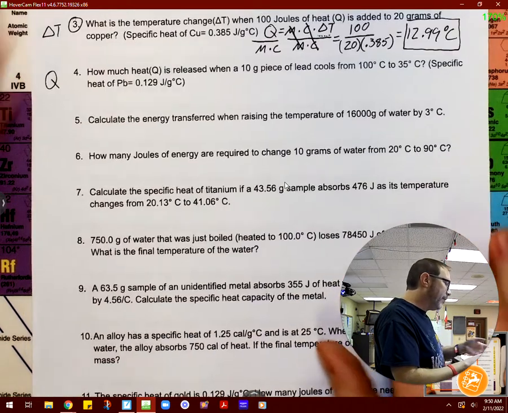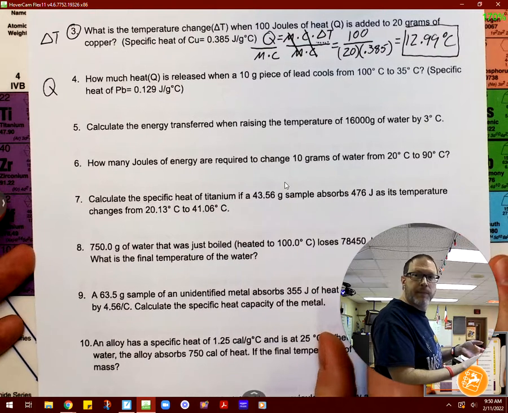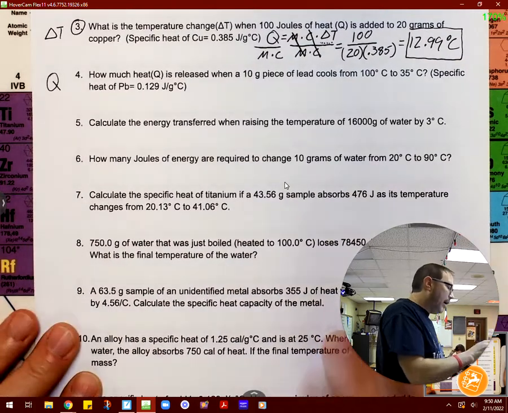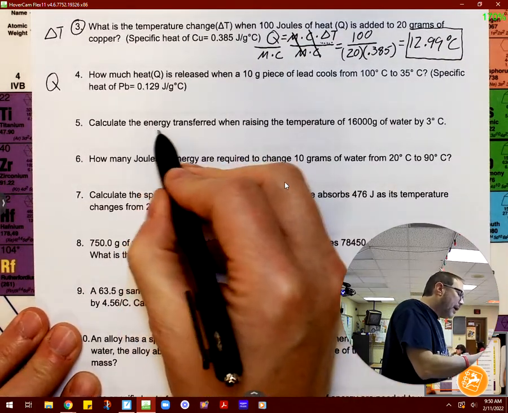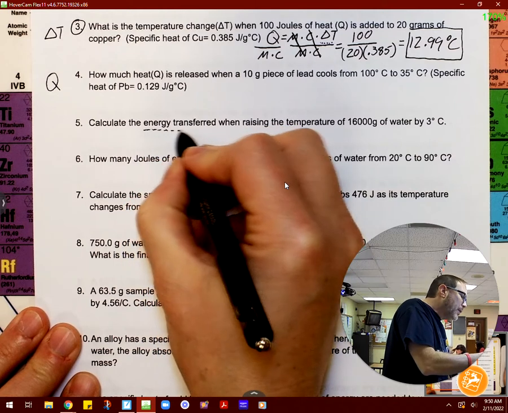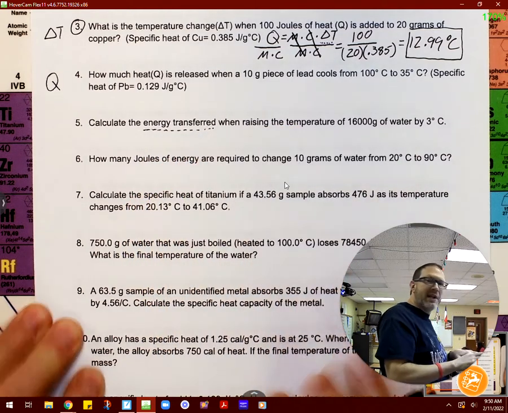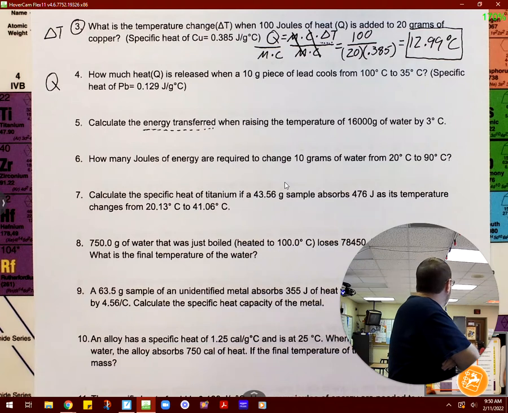What about 5? What does 5 want? Calculate the energy transfer when raised. Energy transfer. So out of our different variables, Q, M, C, or delta T, what is that? What do you think? You think C? C is specific heat. Now, that's a decent guess. Let's take a look and see what else they give us here, and maybe we can narrow it down.